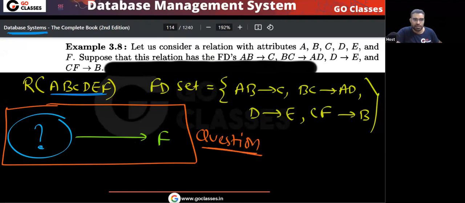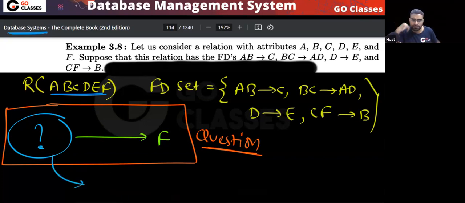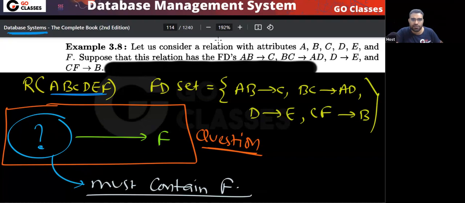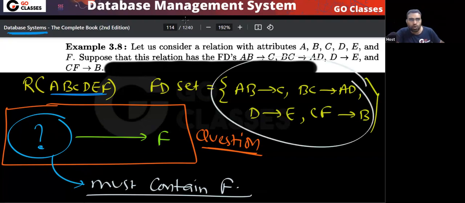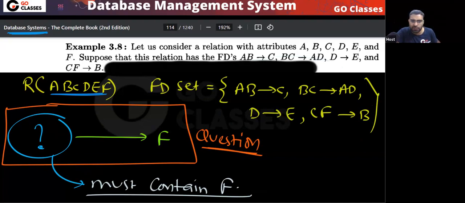This is my question: if I want to determine f, then what should be here? I can guarantee that you must have a superset of f here. Yes or no? Whatever you put here must contain f. Do you agree with me? If you do not contain f, you can take all the remaining attributes, they cannot determine f.